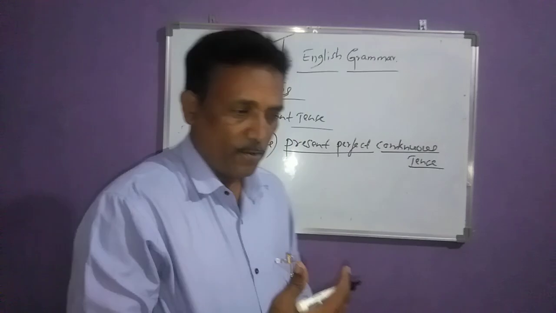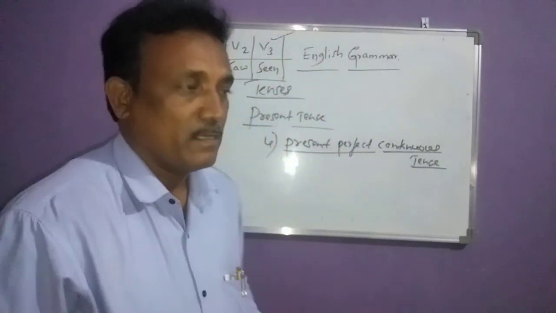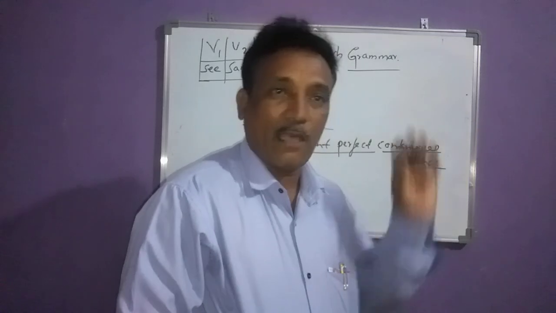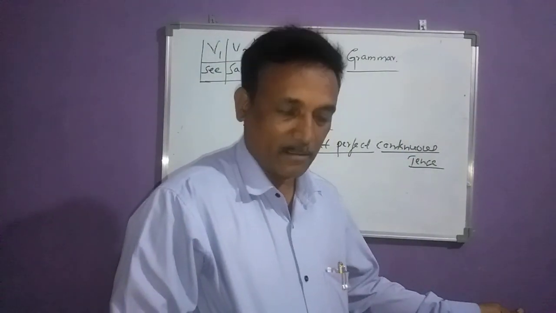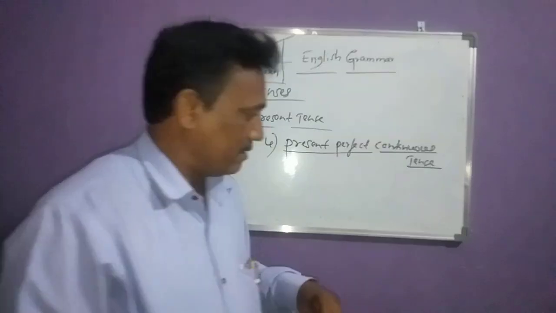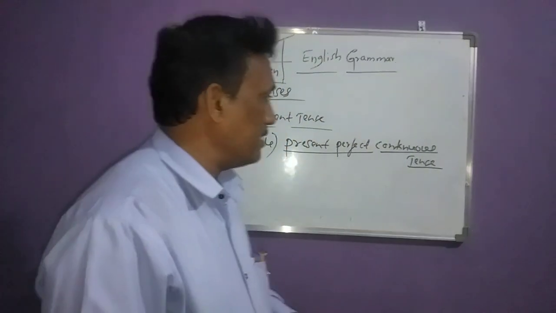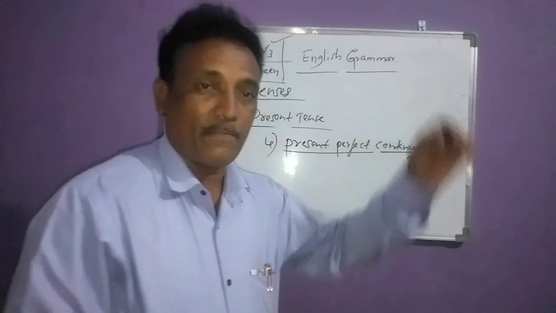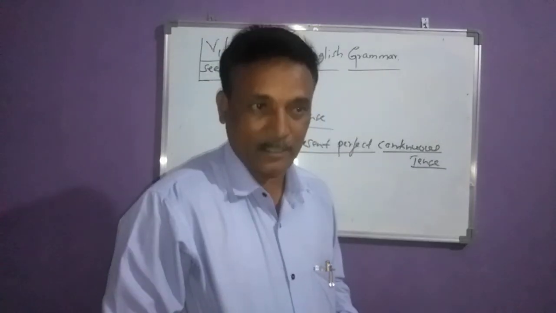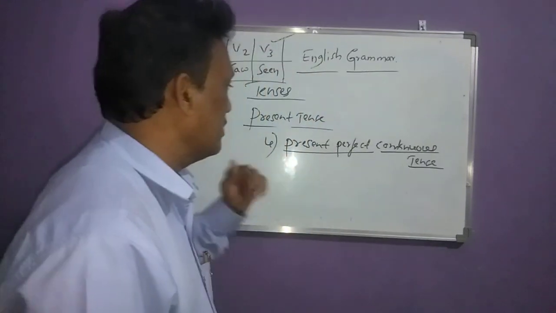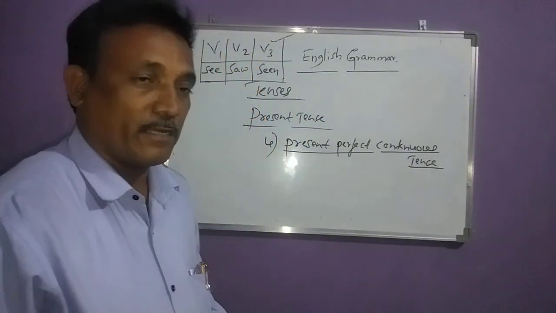Whenever you are explaining to someone about your activity, but that activity had already been done in the last day or even one hour back, at that time, in front of somebody, you explain as if the work is in progress. At that time you can use this tense. This tense is called present perfect continuous tense.